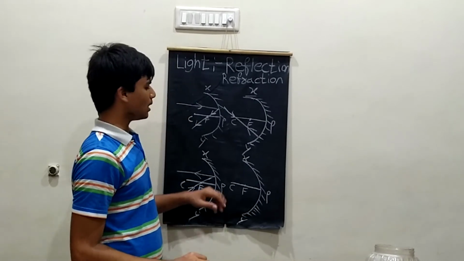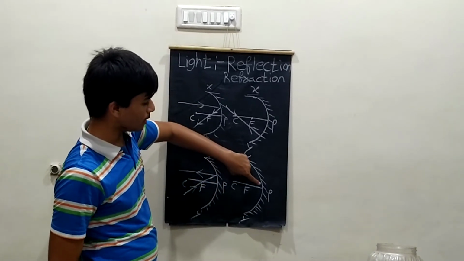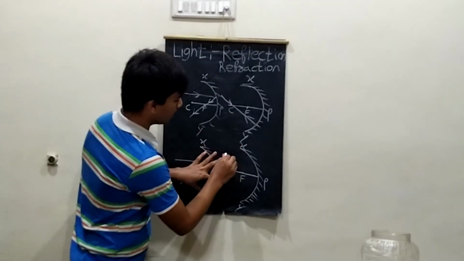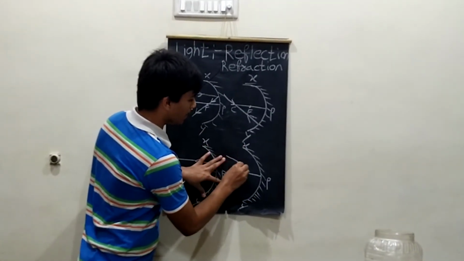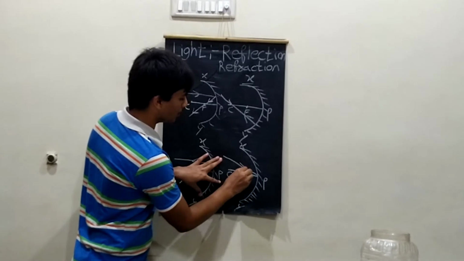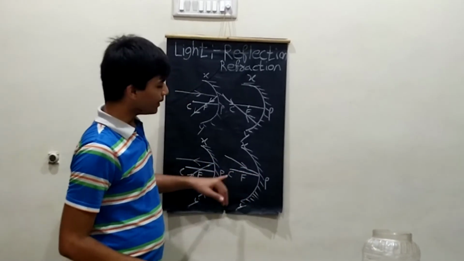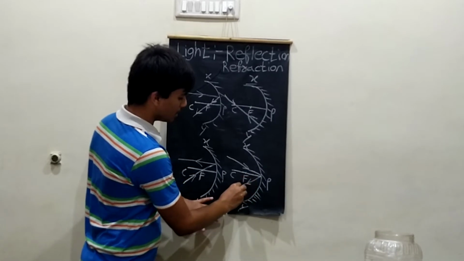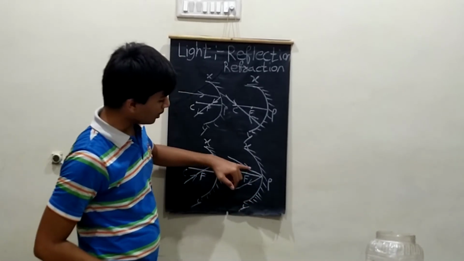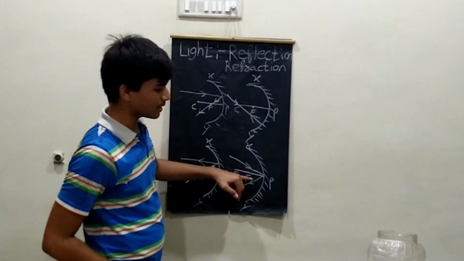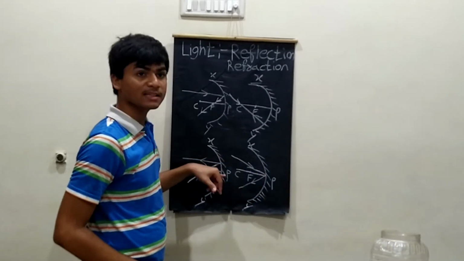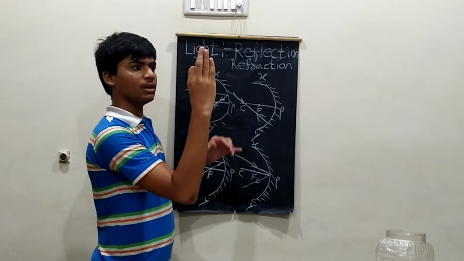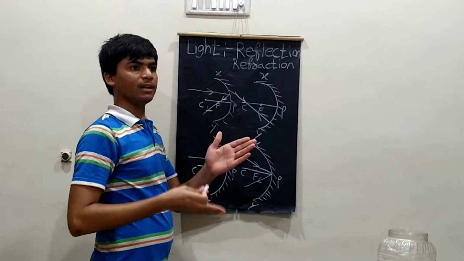Okay. Now what if the line hits the pole directly? When the light hits the pole directly, it reflects back similar to the incident ray, where the angle of incidence is equal to the angle of reflection, and the principal axis becomes the normal between the incident ray and reflected ray.